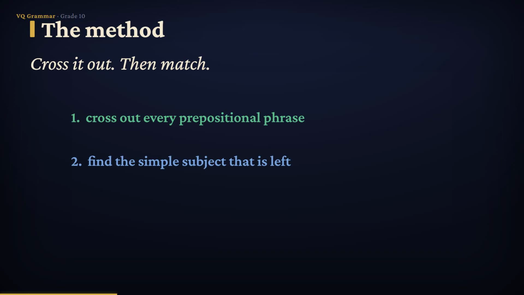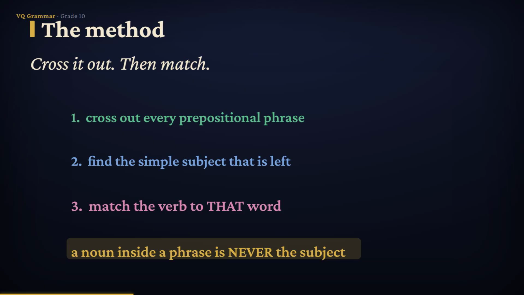Move 2. Find the simple subject that is left standing. The bare noun we met back in Lesson 13, with all the extra baggage stripped away. Move 3. Match the verb to that word and to nothing else. And here's the principle underneath the whole thing. A noun sitting inside a prepositional phrase is the object of that preposition, and the object of a preposition can never be the subject of the sentence. Never. Cross it out, and the confusion goes out with it.